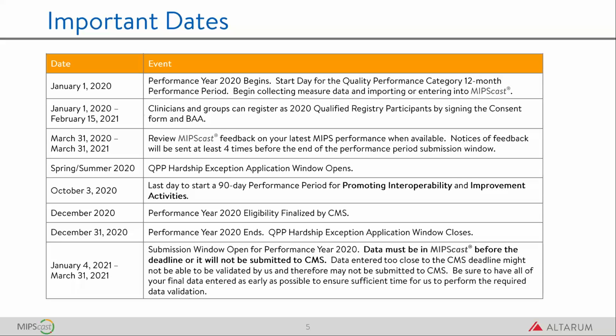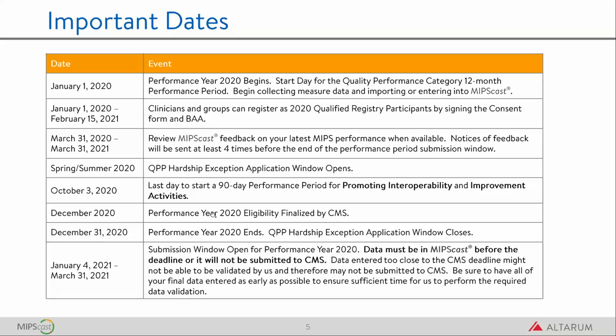But this kind of goes to an important point that the earlier you get your data in, the more opportunity you'll have to get feedback and make any corrections or optimize your score. Other dates in here are deadlines for CMS about the hardship exception application, which is open currently and ends on December 31st. Coming up, we are already past the October 3rd last day to start a 90-day performance period for promoting interoperability and improvement activities categories. The performance year ends, of course, December 31st.